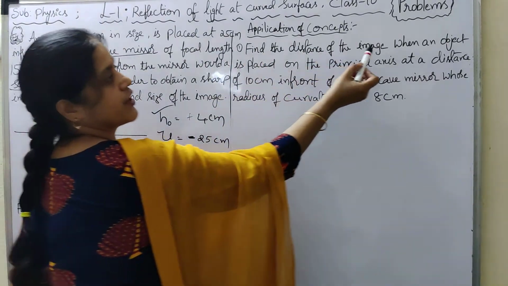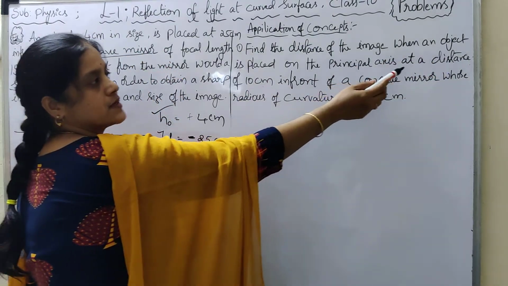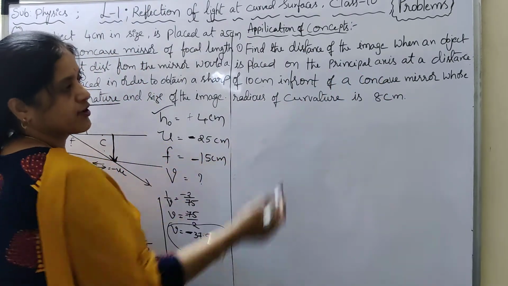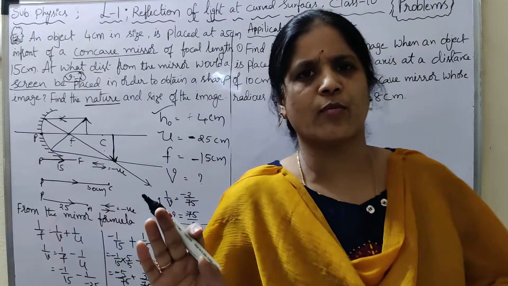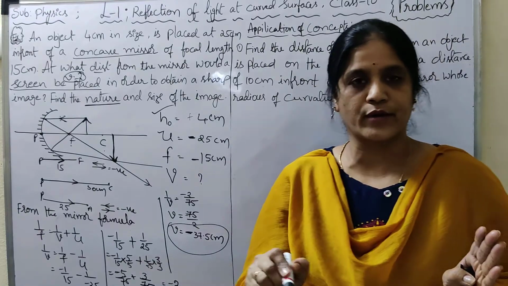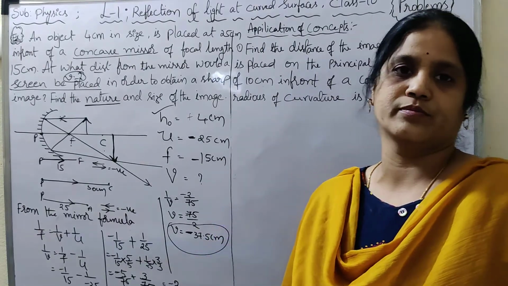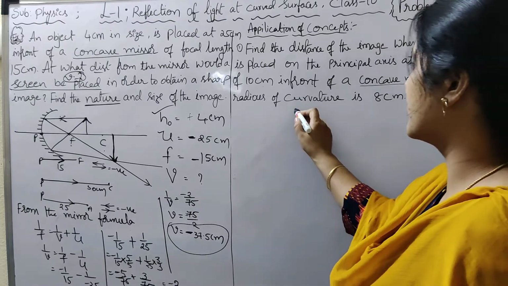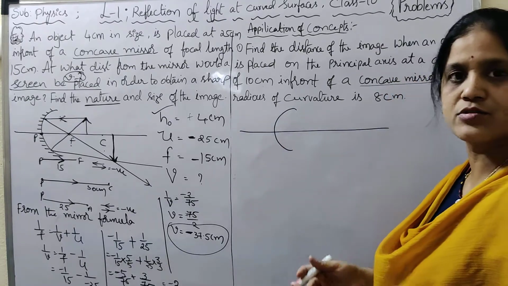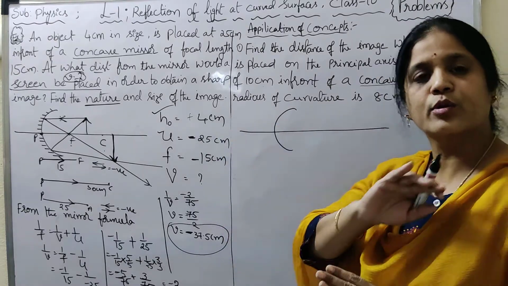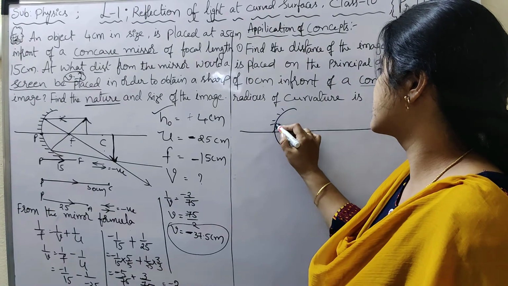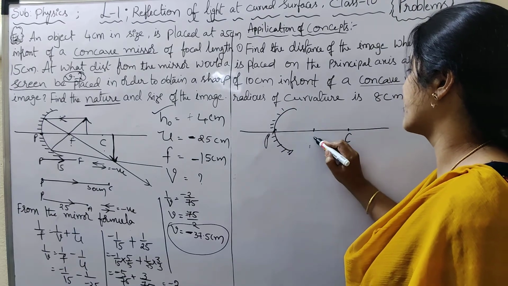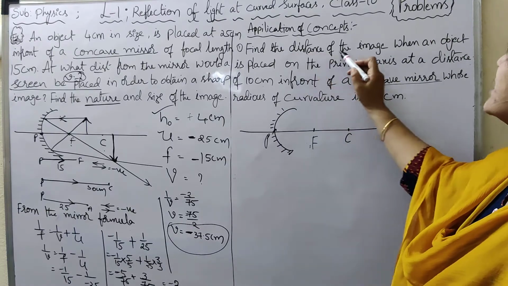Here, find the distance of the image when an object is placed on the principal axis at a distance of 10 centimeters in front of a concave mirror whose radius of curvature is 8 centimeters. So, read the problem first and immediately find out what type of mirror is given. Concave mirror. To understand the values and sign conventions clearly, it is better to draw the ray diagram. This is the concave mirror, this is the pole, this is the focus and this is the center of curvature.